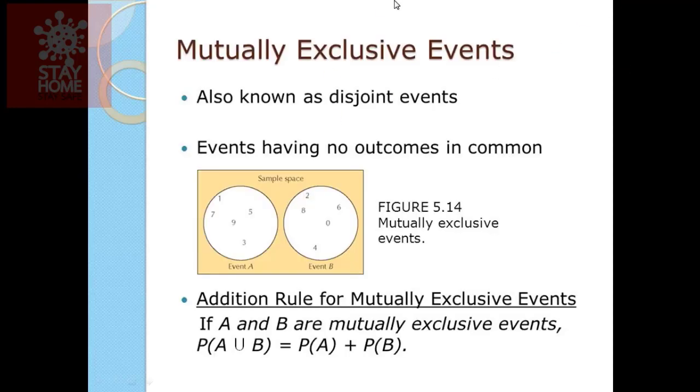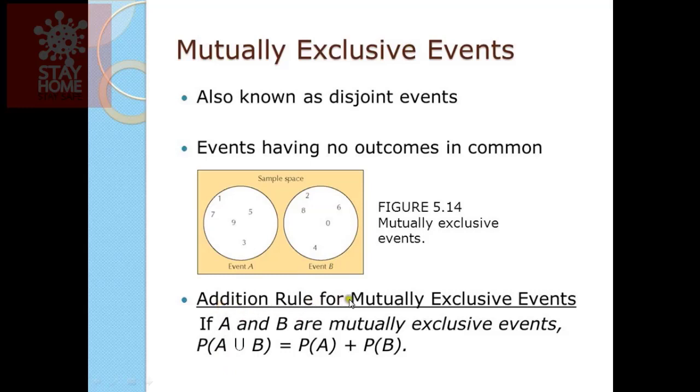This is the first issue, mutually exclusive events. For finding mutually exclusive events, we should know that events having no outcomes in common are called mutually exclusive. For example, in event A, the numbers 1, 7, 9, 5, 3, and event B, 2, 8, 6. There is no same value in both events, A and B. So these are called mutually exclusive events.